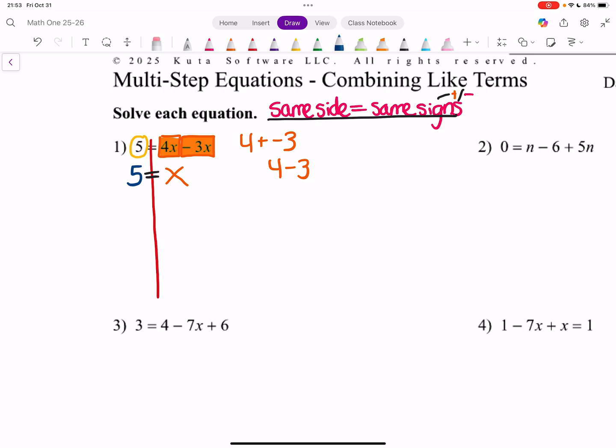At this point, I know I've solved because there's nothing else attached to the x. It's completely isolated and by itself on that side of the equal sign. But in order to make the final answer clearer for my reader, I am simply going to write the x, or the variable, first, equal to 5, and that is the solution.